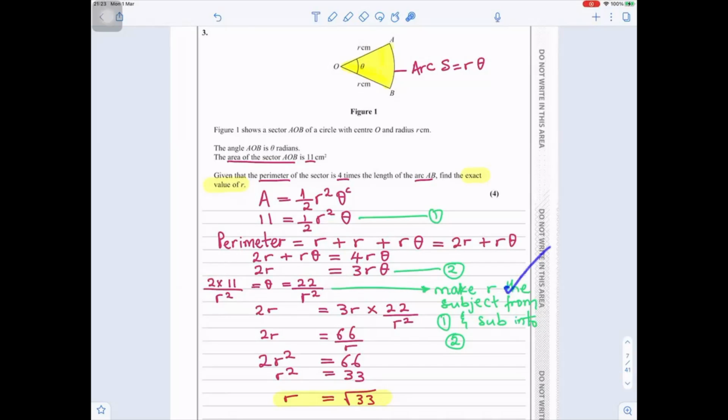So we make theta the subject from equation 1 and sub it into 2. So we know theta is 22 over r squared. We put that into equation 2. So that means 2r is equal to 3r times 22 over r squared. One of the r's would cancel. 3 times 22 is 66. So 2r equals 66 over r. Take this r to the left. 2 times r is 2r squared. Divide by 2, you get 33, and r is square root of 33. So we leave it as square root of 33 because they want the exact value. So the exact value means leave it as surd form, not decimal.